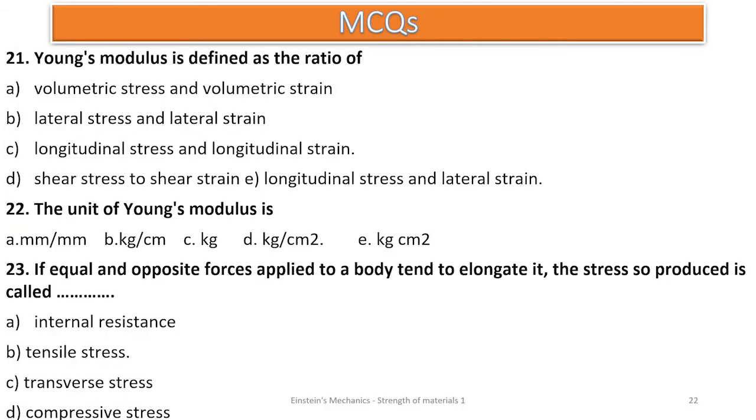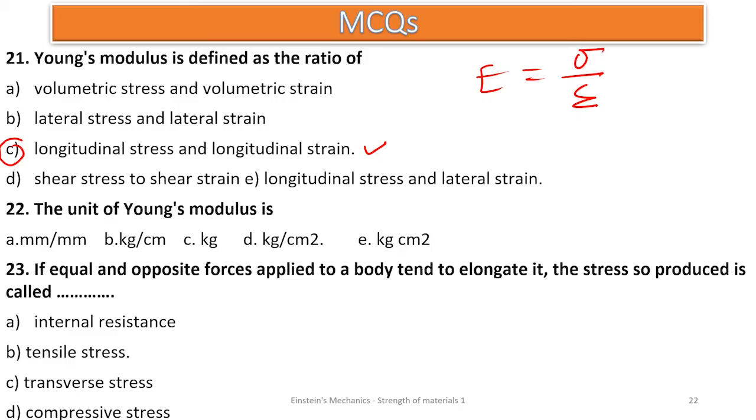21. Young's modulus is defined as the ratio of, and that is giving us the longitudinal stress and the longitudinal strain. So E is giving us stress on what? Strain. That is the longitudinal stress and strain.